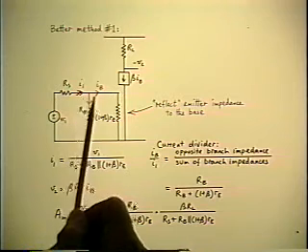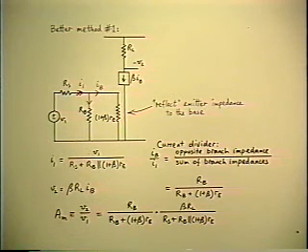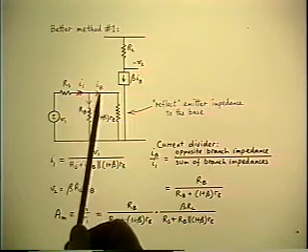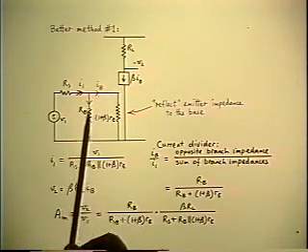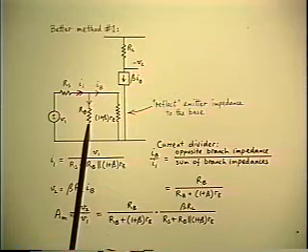Notice that the I1 is looking into a current divider. You're familiar with voltage dividers, but you need to be equally familiar with current dividers. This is a current divider. Some of the input current becomes IB, the rest of it goes down the RB.